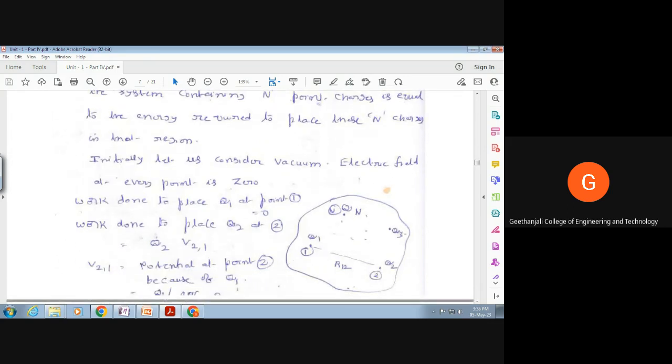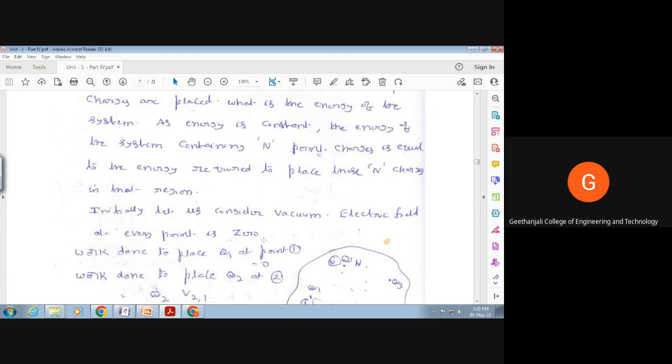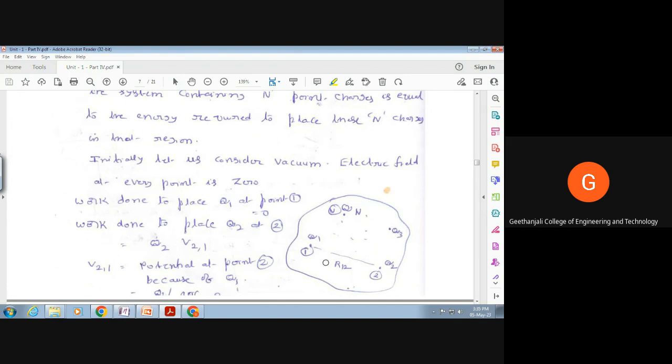For that, initially, let us assume that we have a vacuum free of charges. So naturally, the electric field intensity initially in that particular region is 0. In order to place Q1 at point 1, what is the energy that we have to spend? It is going to be 0, because the expression for W is equal to minus Q integral E dot dl. Initially, because it is vacuum, the electric field intensity is 0. So the work done to place Q1 at point 1 is equal to 0.